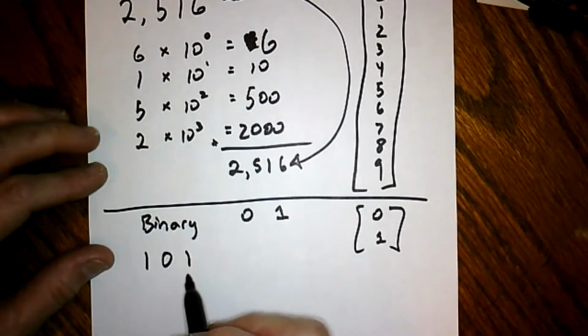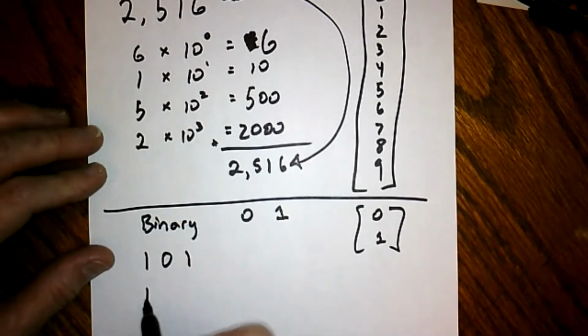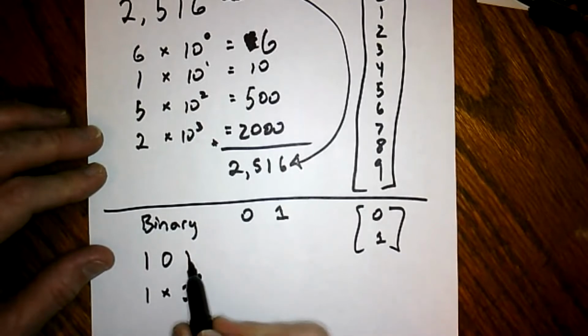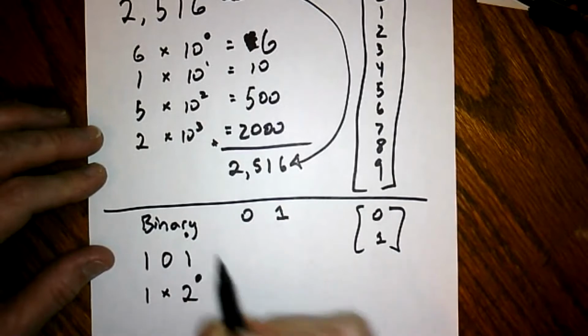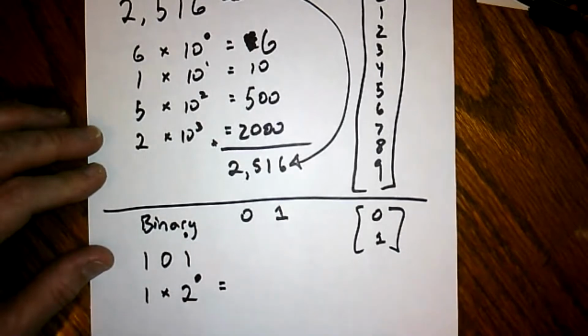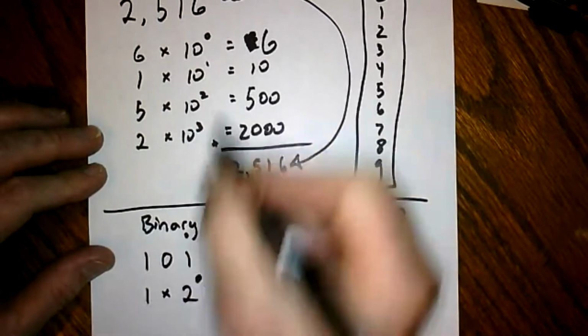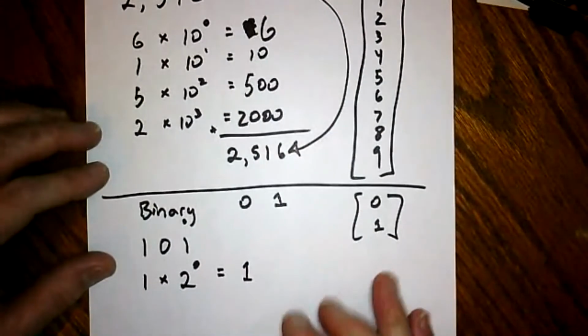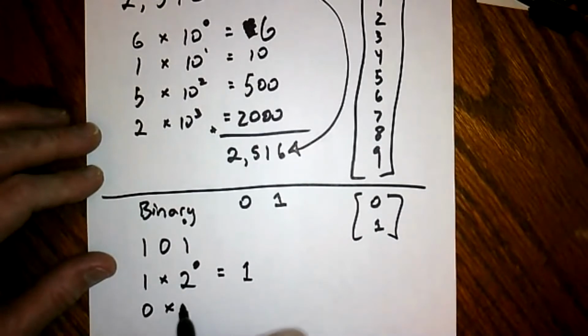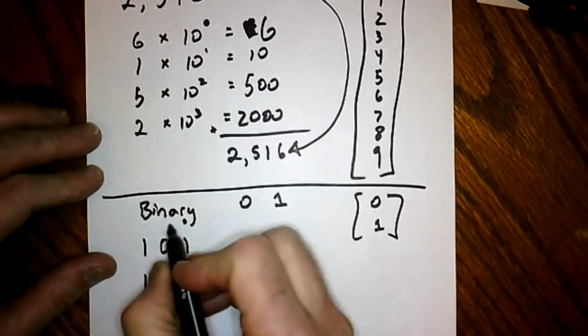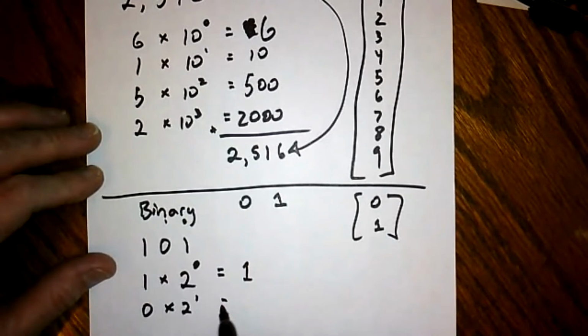All right, so now let's figure out what this number represents. So now we do 1 times 2, because this is base 2 now, raised to the 0 power in this position right here. So 2 raised to the 0 power is 1. 1 times 1 is 1, which is what I was doing up here. 0 times 2 raised to the first power, because now we're in this position here. 2 raised to the first power is 2. 2 times 0 is 0.